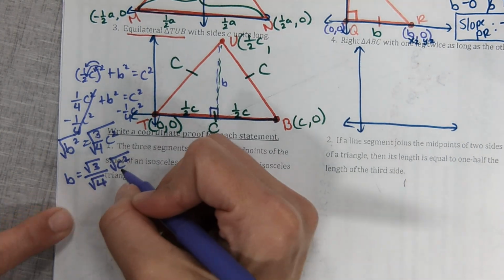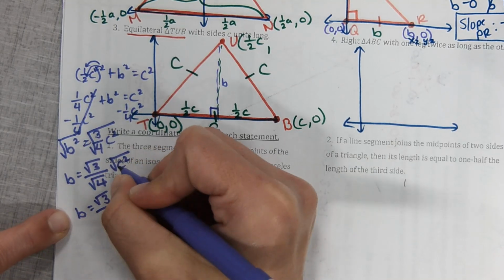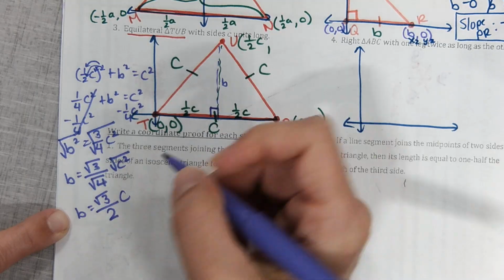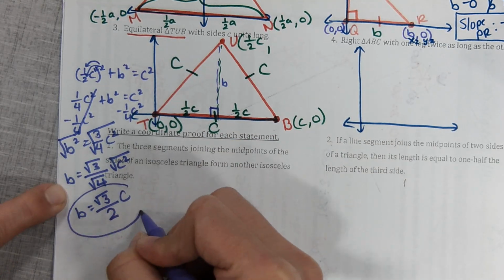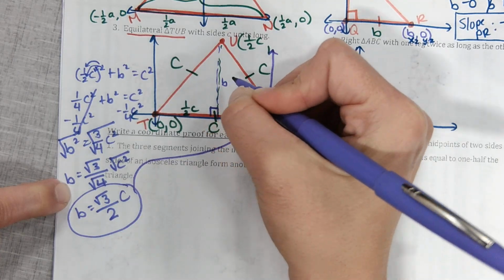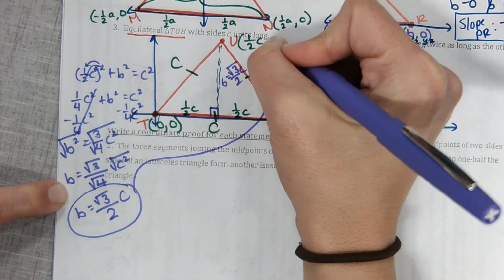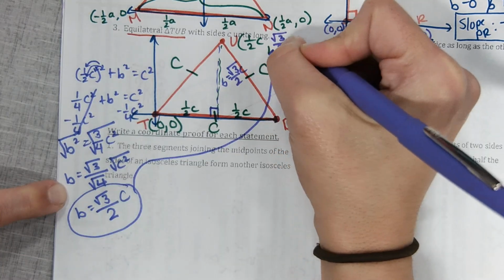Okay, and then at this point, b equals square root of 3, square root of 4 is just 2, and then square root of c squared is just c. So it's this number. So square root of 3 over 2 c squared.